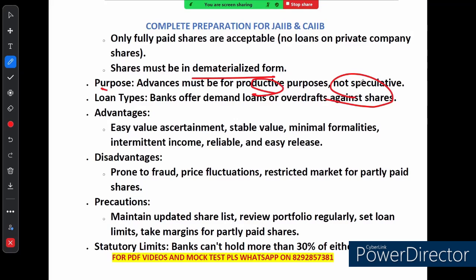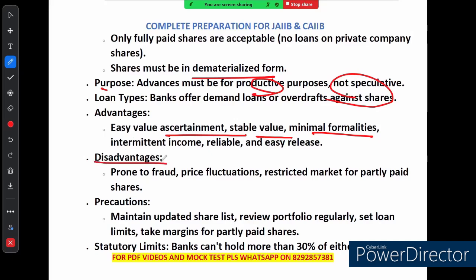Now, what are the advantages of advance against share? The first is that using share as security has several benefits. First thing is that it is easy to figure out the value of the share. Value ascertainment is quite easy. Shares tend to be stable and provide intermittent income. And there is minimum paperwork, and releasing the security is straightforward.